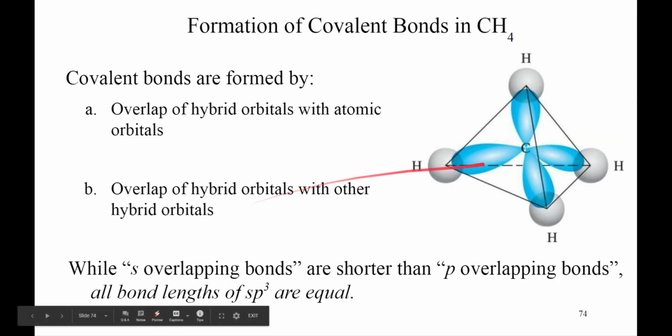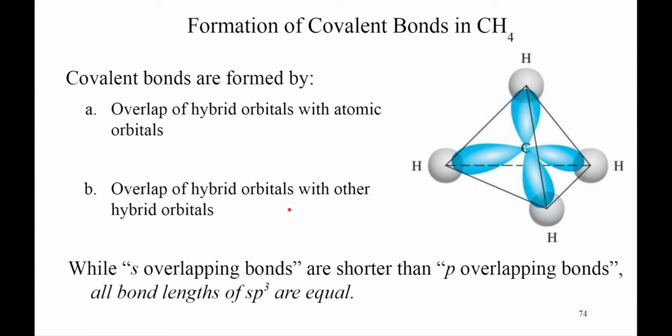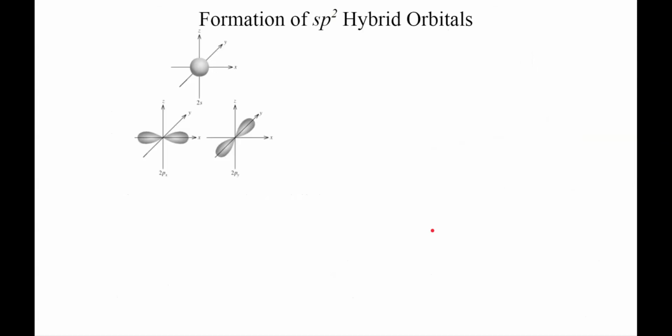Something else I want to point out, that again, all of these bonds are exactly the same in terms of length and strength. So I mentioned they weren't 90 degrees, but even if they were, we would still expect an s orbital to form a shorter bond than the p overlapping bond, but they're all equal. So again, we know carbon hybridizes because it can make four bonds. All the bond angles are 109.5, not 90, and all of the bonds are equal in length and strength.